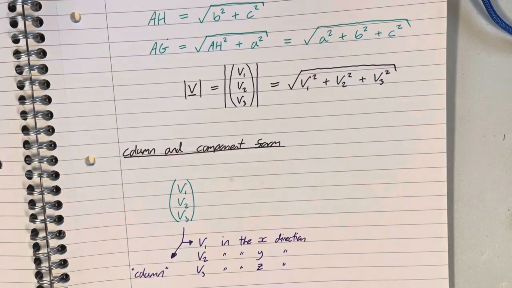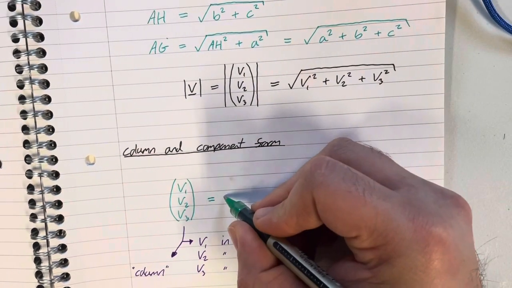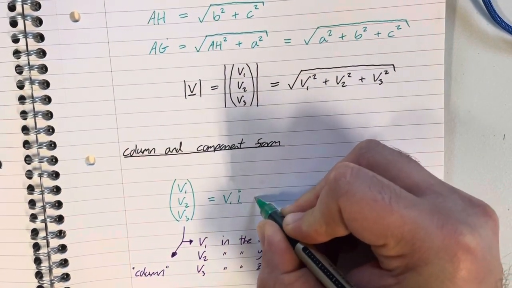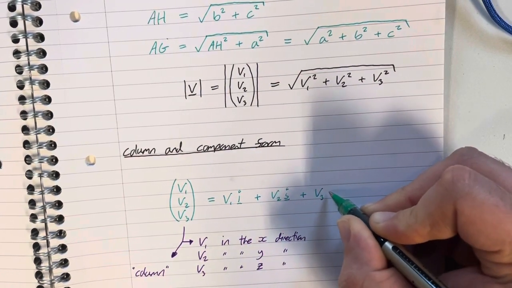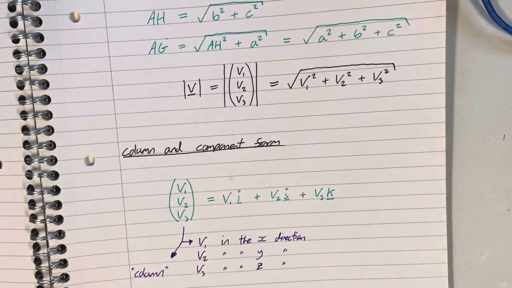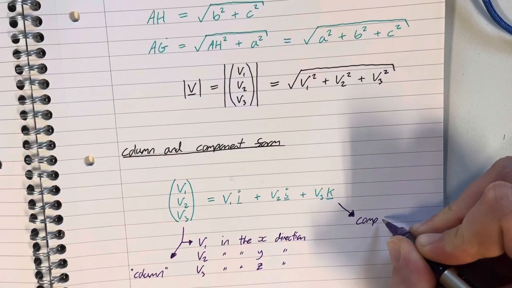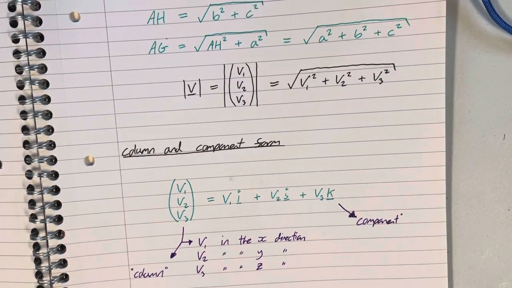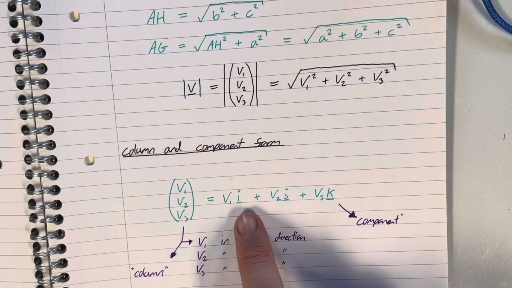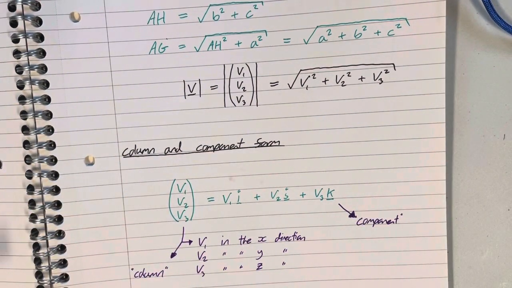A question can give a vector as a column, but it could also give a vector in component form. Component form is v1 times i plus v2 times j plus v3 times k. They are exactly the same vector. Whether it's given to you in component form or in column form, you can do the working in the other. It's not a problem. You just choose your preference. It really makes no difference.